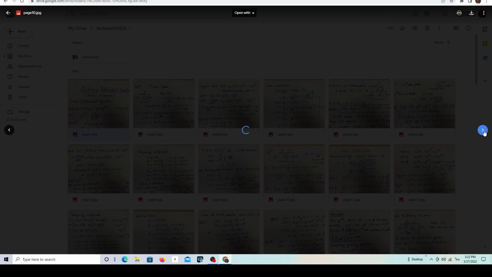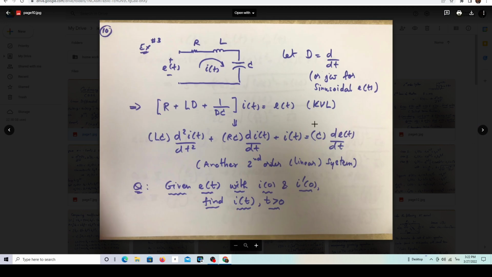In the next example, we are going to apply this to a more complicated situation, where the circuit system becomes second order, and we are going to have some more examples to illustrate in the next clip. This is clip number 1.